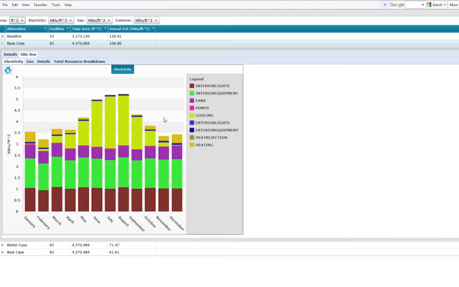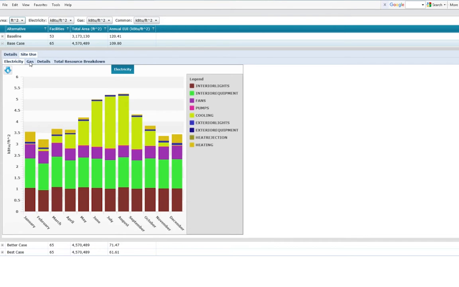We see cooling energy in the summer. We see heating energy in the winter. But if we look at our bars in this case, remember I'm looking at the base case here, we see that we get our lights and our interior equipment, and in many cases, for many months, that is the majority of the energy. Even in the summer months when we're air conditioning, that is over half the energy, or about half.